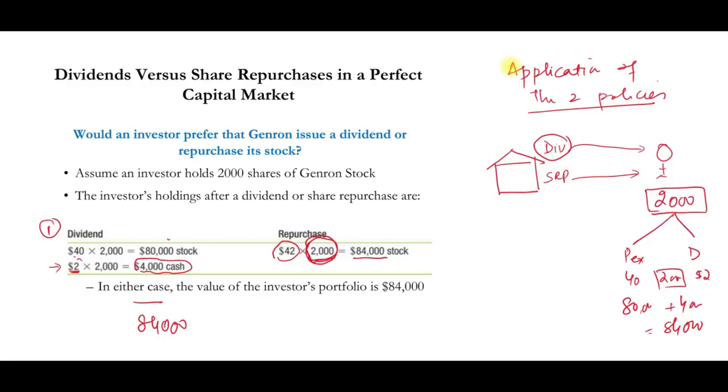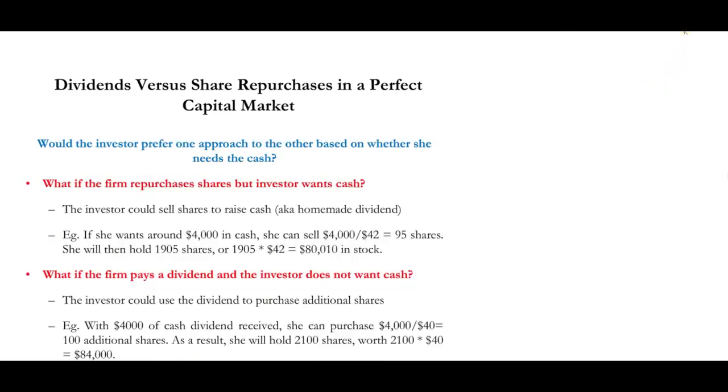As you can see here, whether the company pays dividend, wealth is the same for the shareholders. When the company repurchases shares, his wealth is still the same. So the wealth of the shareholder is not changing. After that there is another concept related to this. Now we are looking at the preference of the shareholders.